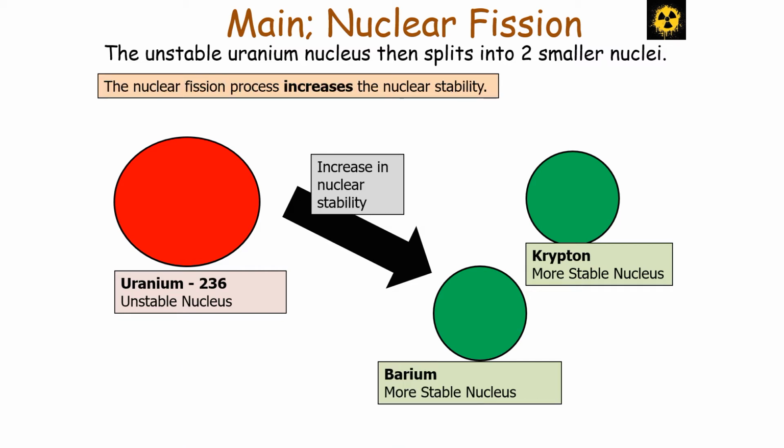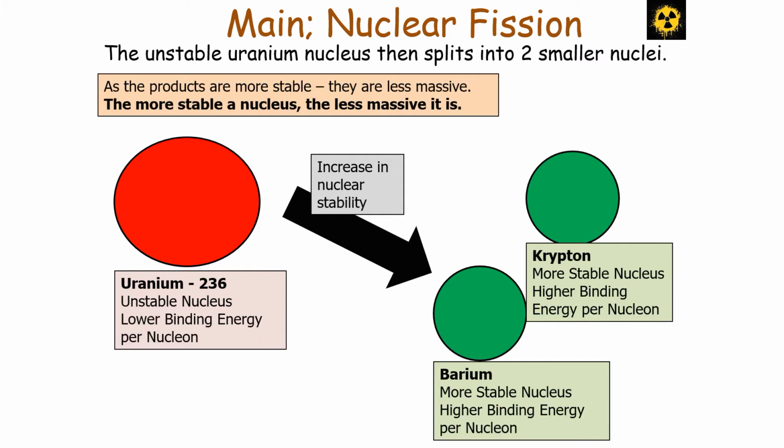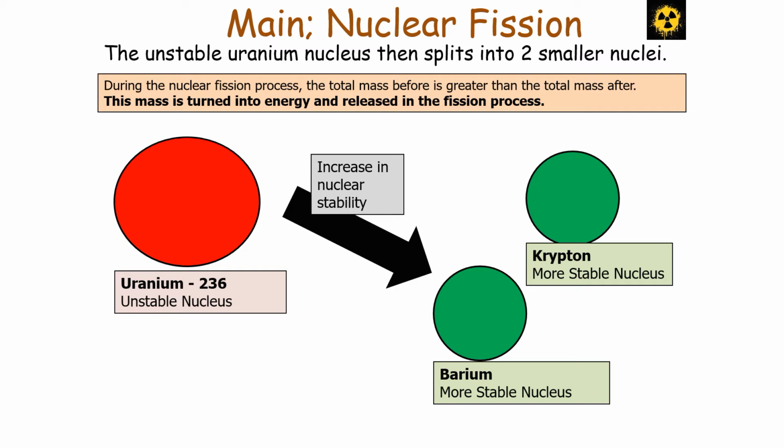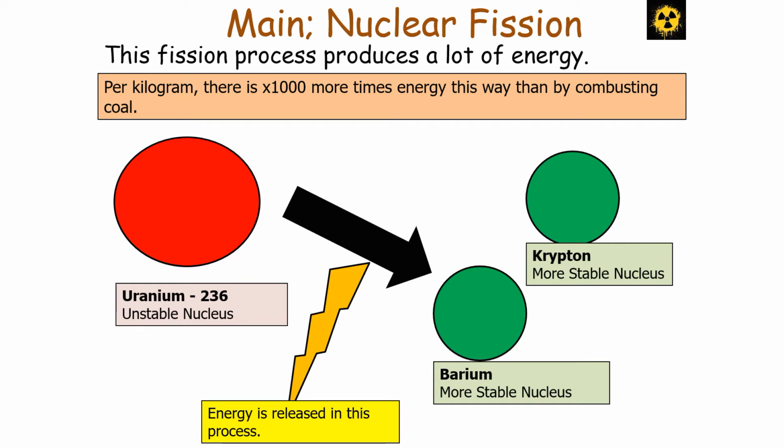The nuclear fission process increases the nuclear stability. Our uranium-235 is very unstable. It then carries out fission and produces barium and krypton, which are two more stable nuclei. It's also important to note that during the fission process the total mass before is greater than the total mass after. Where does some of the mass go? Well, that mass is turned into energy and is released in the fission process. So this is why the fission process can produce a lot of energy. Per kilogram there's 1,000 times more energy via nuclear fission than by burning coal, oil or gas.